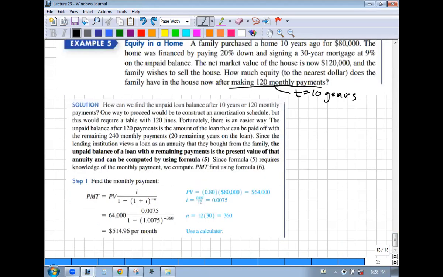One way to proceed would be to construct an amortization schedule, but this would require a table with 120 lines. Don't want to do that. That sucks, right? I mean, it wouldn't be hard to set up in like an Excel sheet.